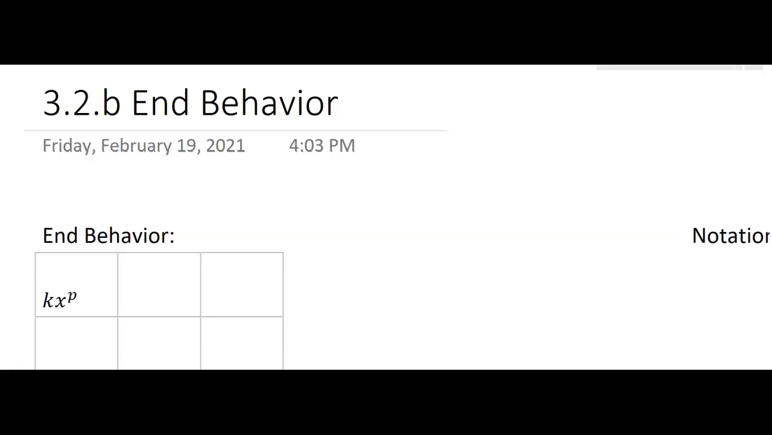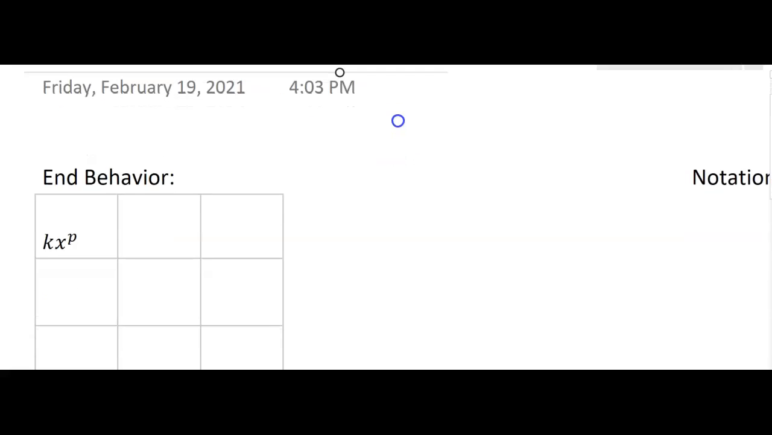So now we're going to talk about end behavior of a power function. I always think it's easiest to think about the basic ones. So think about an x squared function. Notice that it's a parabola and both ends go up, right? Or you could have a parabola like this where both ends go down.